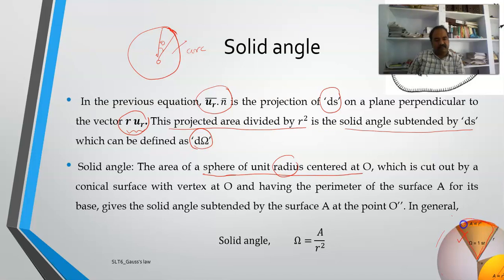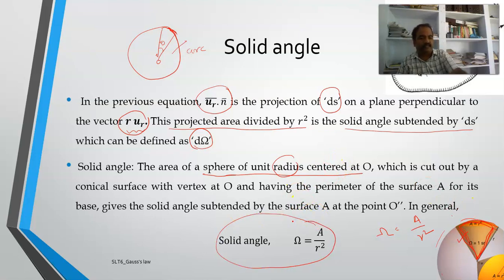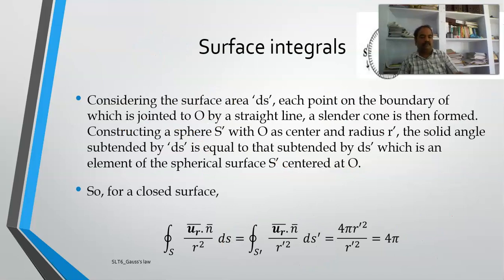The angle which is subtended by this is called omega. So how is omega given? Omega is equal to A by R square, where A is the surface area and R is the radius of the sphere. This is termed as solid angle. Now we will employ this solid angle to our point.